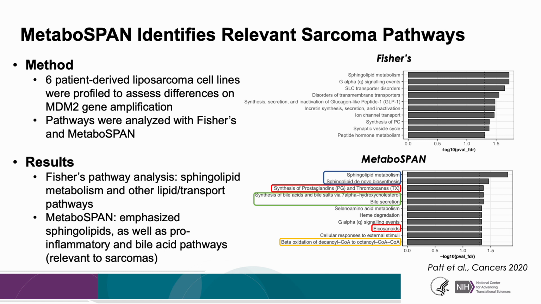As a quick proof of concept, we applied MetaboSPAN to a real dataset generated by our group in a study comparing the metabolomes of dedifferentiated liposarcoma cell lines, stratified by their MDM2 copy numbers. We compared the results of MetaboSPAN analysis to those of classic Fisher's exact test analysis. We found that MetaboSPAN successfully highlighted several pathways known to be relevant to sarcomas in the literature that were missed by the Fisher's test, including sphingolipid synthesis, pro-inflammatory lipid synthesis, bile acid pathways, and beta oxidation.